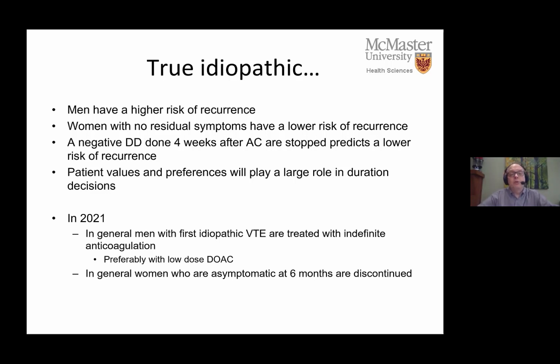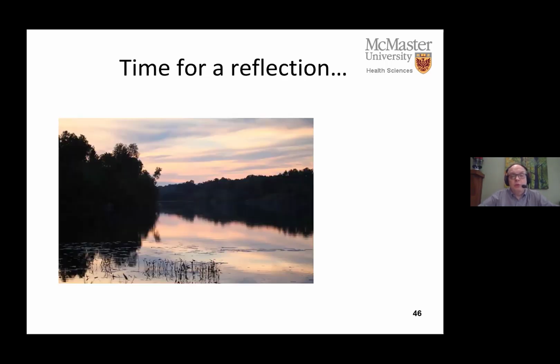In summary, in 2021, in general, men with first idiopathic VTE are treated with indefinite duration anticoagulation and preferably with a low dose of a direct oral anticoagulant. In general, women who are asymptomatic at 3 to 6 months are discontinued. Time for some reflections, just a few remaining slides.